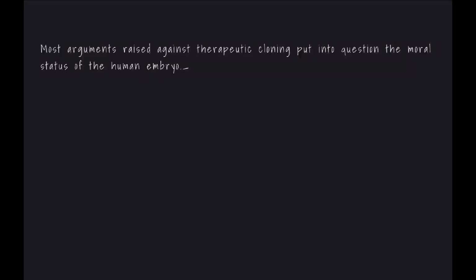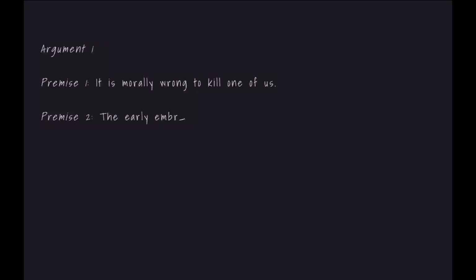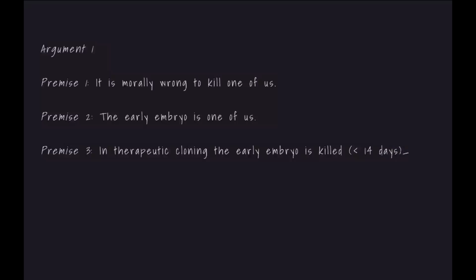Although this argument is not typically presented in conversation or even in writing as a logic book style argument, I'll present it in this way to make it easier to identify potential objections to it. So, this is the argument. Premise 1. It is morally wrong to kill one of us. Premise 2. The early embryo is one of us. Premise 3. In therapeutic cloning, the early embryo is destroyed before it is 14 days old. Conclusion: therapeutic cloning is morally wrong.